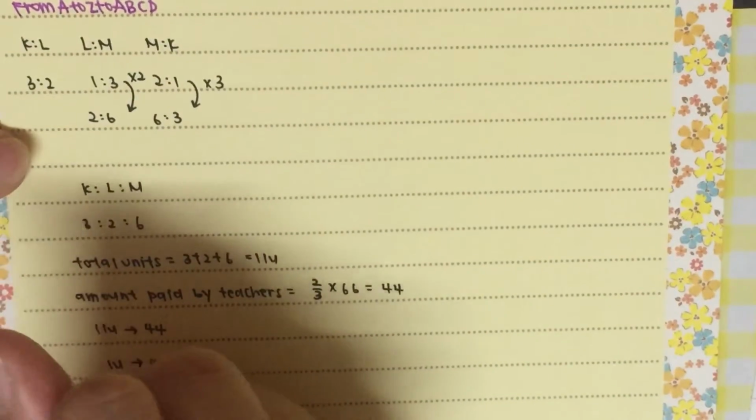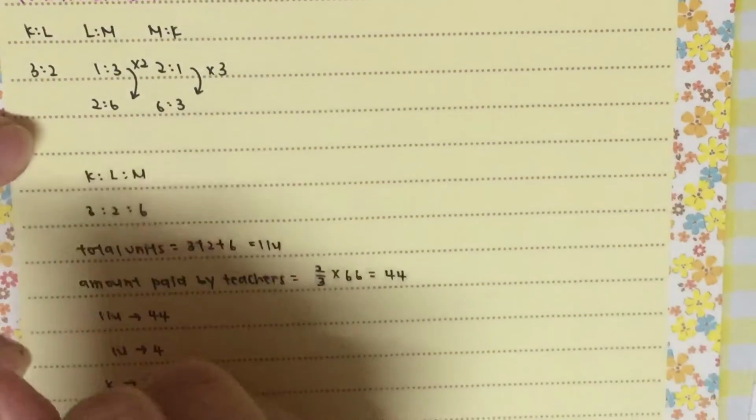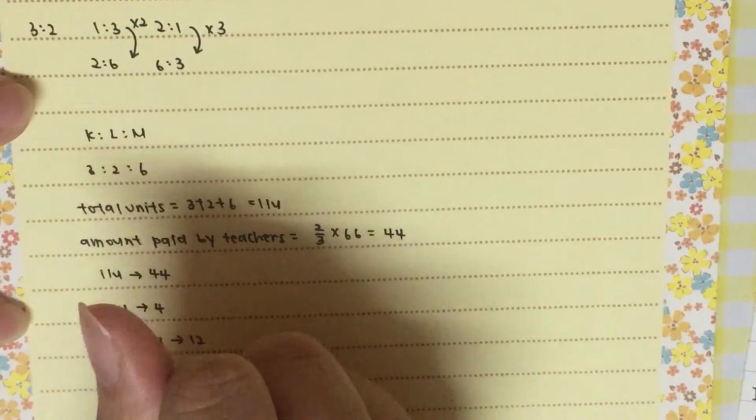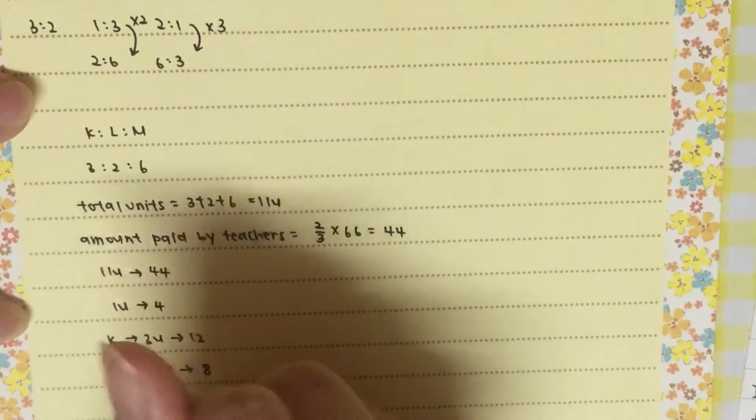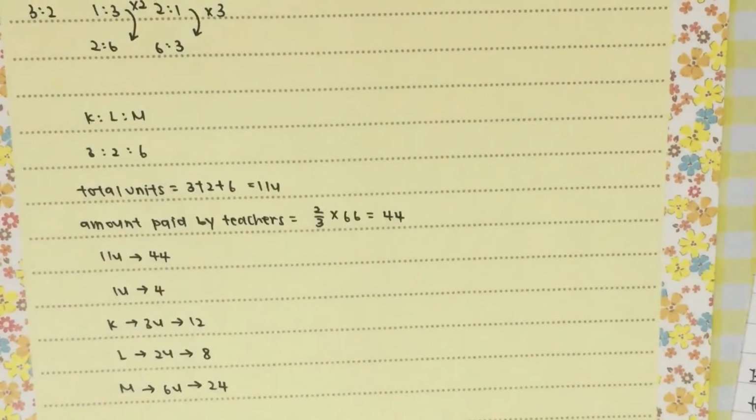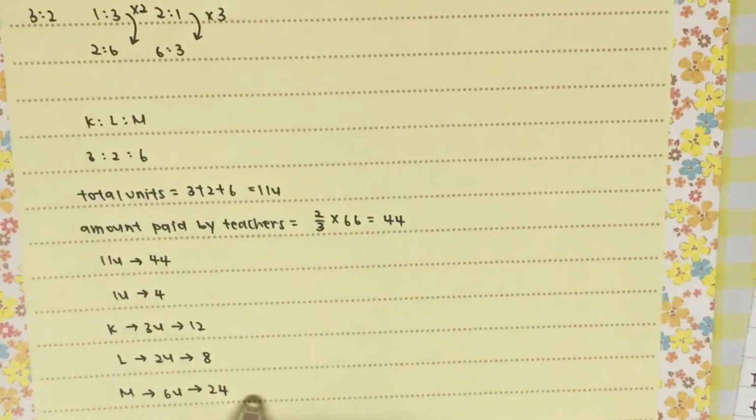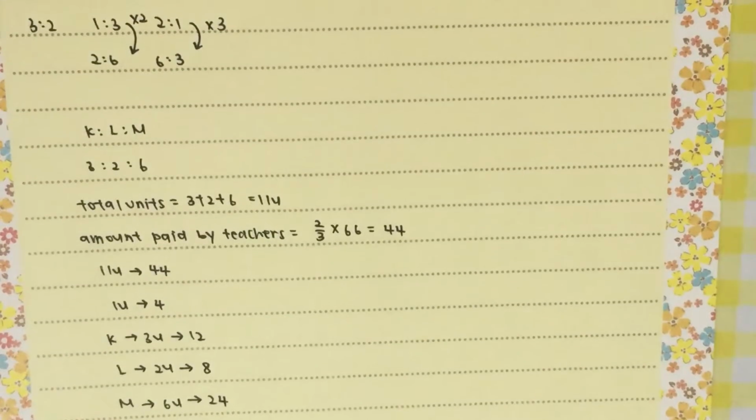Since Mr Kee pays 3 units, 3 times 4 gives us 12. Mr Lim pays 2 units, 2 times 4 gives us 8. Mr Meng pays 6 units, 6 times 4 gives us 24. Therefore, we will be able to calculate that K, L, and M pay $12, $8, and $24 respectively. Ta-da! That's the answer for this question.